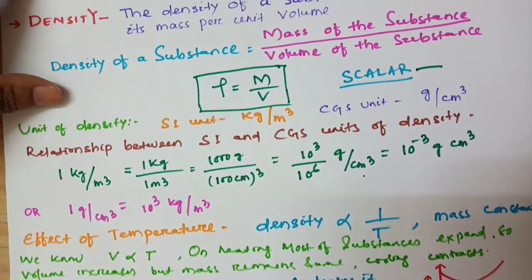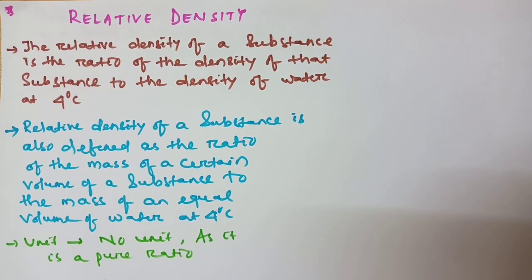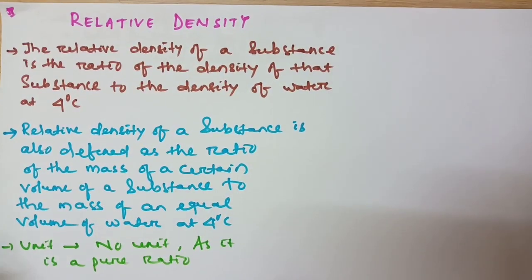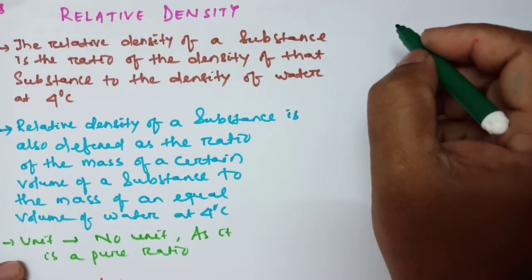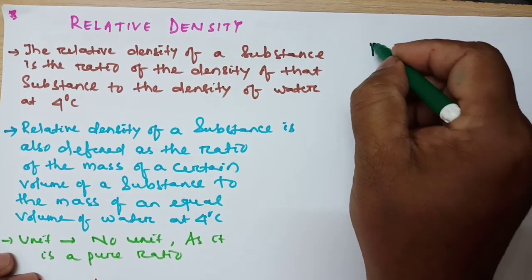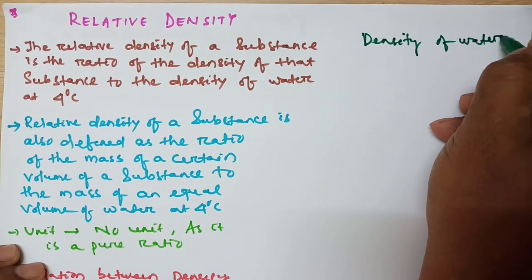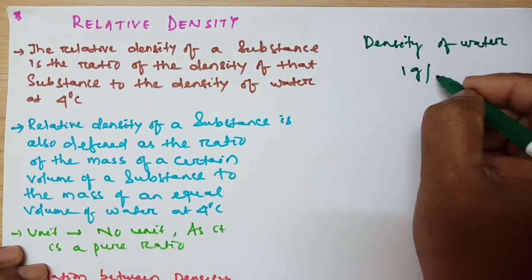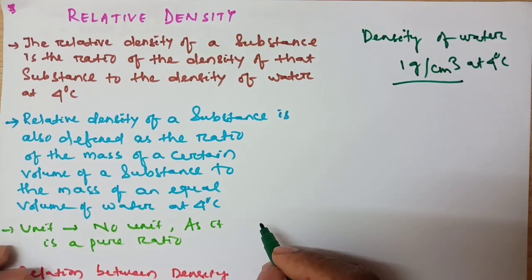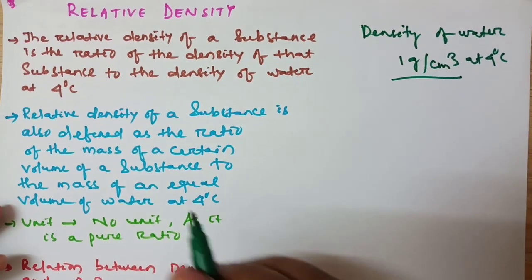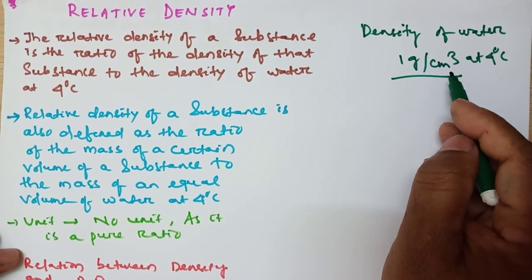Okay. Now come to the relative density. What is relative density? You know the word relative. Relative means you have to find the density with respect to another. So here I have taken the density of water, 1 gram per cubic centimeter at 4 degrees. Take this as the standard. We have to find the density of any other substance with respect to the density of water at 1 gram per cubic centimeter.